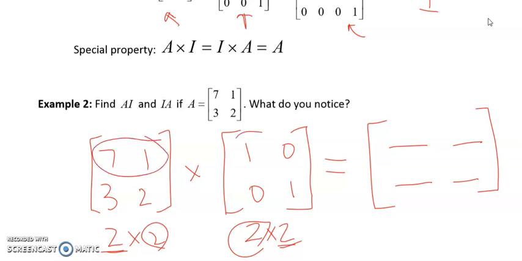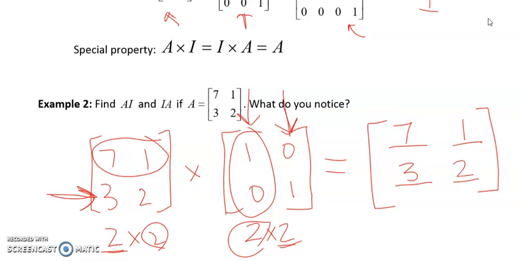Let's go ahead and multiply them now. Row 1, column 1 is 7 times 1 plus 1 times 0. That's a 7. Row 1, column 2 is 7 times 0 plus 1 times 1. That's a 1. Row 2, column 1 is 3 times 1 plus 2 times 0, and that's a 3. And row 2, column 2 is 3 times 0 plus 2 times 1, that is a 2.